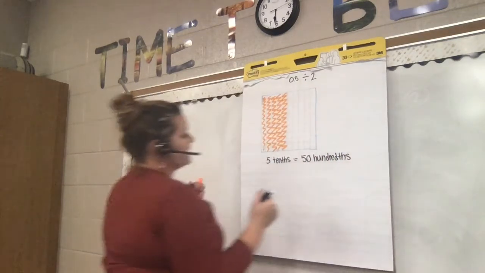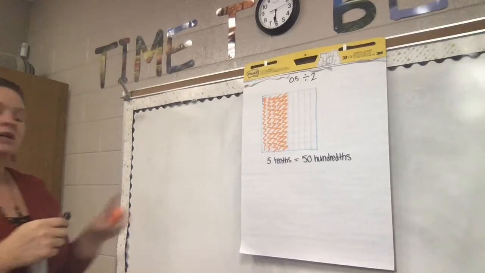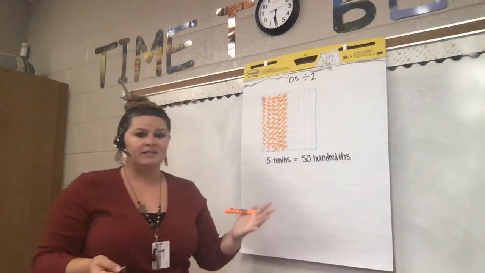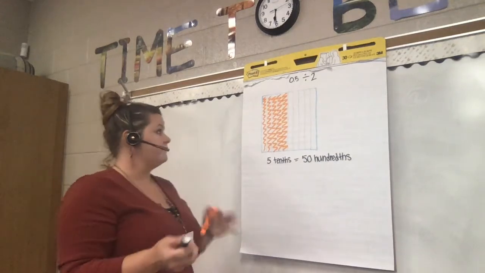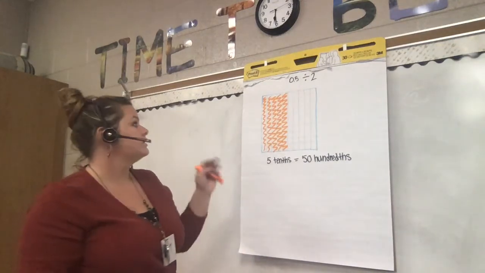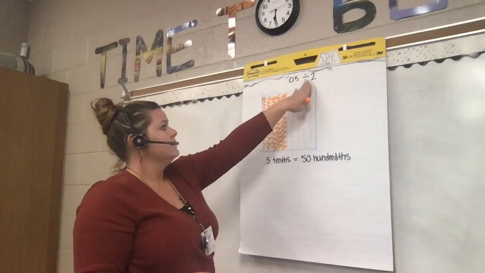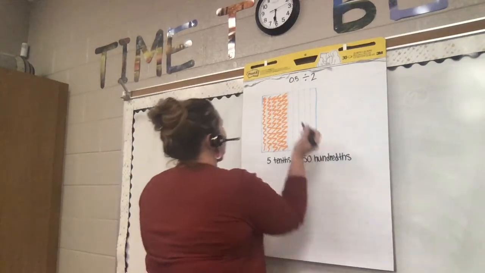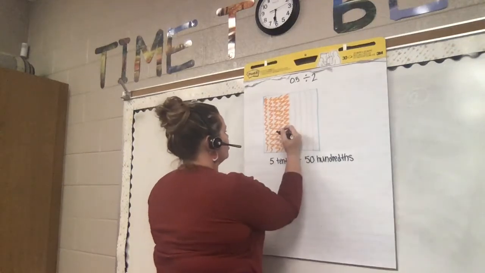Okay, so let's think about that. If those are equivalent, is 50 easier to split than 5? I think so. So we know that half of 50 is 25. So 5/10 divided by 2 is going to be 25 hundredths. And so the way we would do this is just split this into two groups.